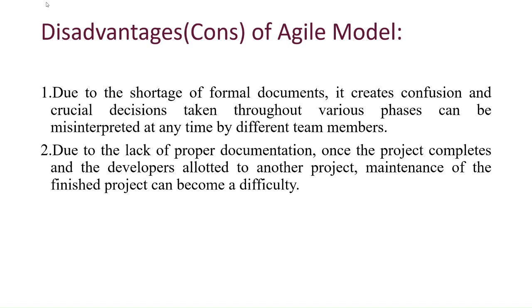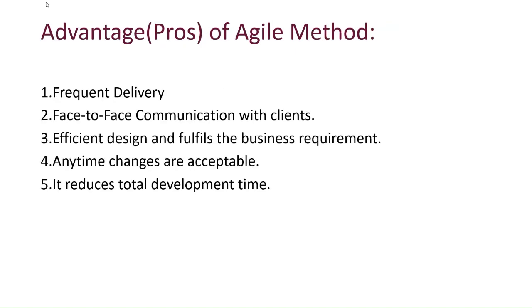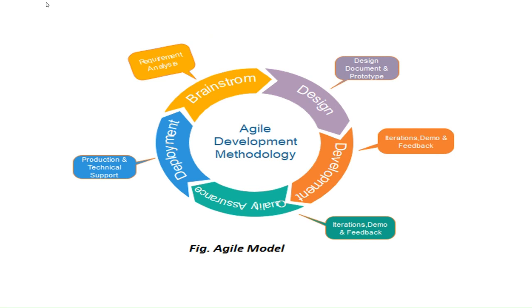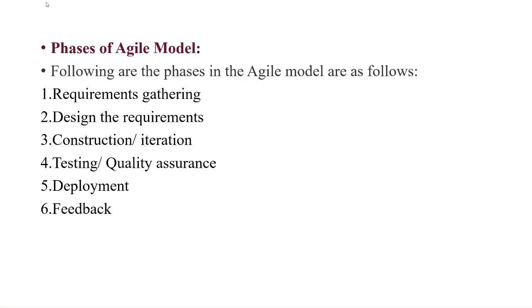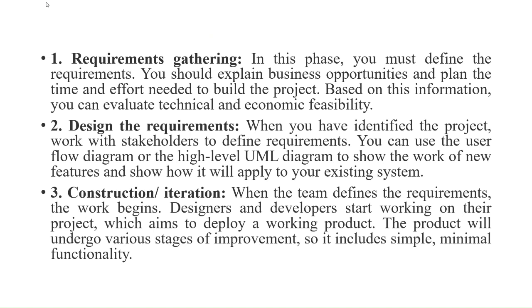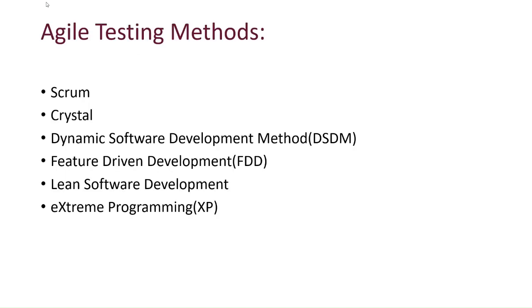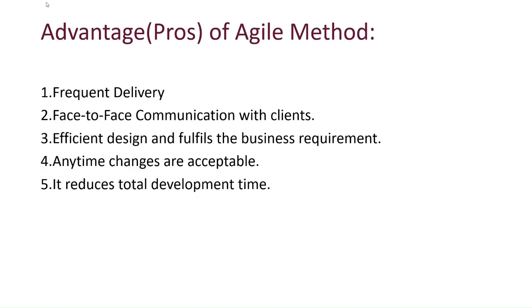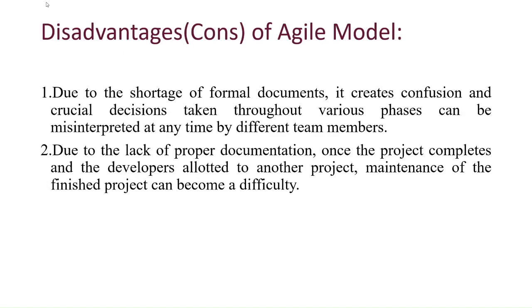So today in this video we have discussed the agile model, the definition of the agile model, and the phases of the agile model. We have six phases. We discussed each phase deeply, and the examples for the testing methods in the agile model, when to use the agile model, and the advantages and disadvantages of the agile model. I hope you have understood this video.